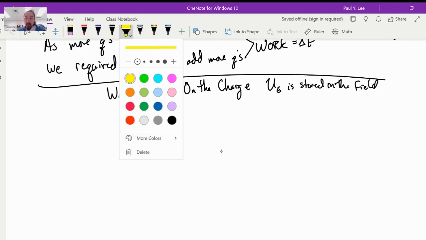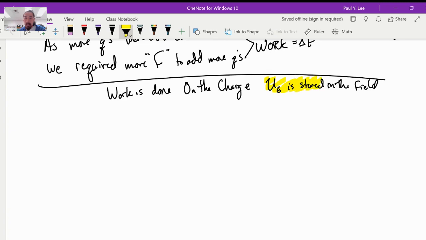This is a concept that was discussed earlier in the electrostatics unit, where energy is stored. Gravitational potential energy is the energy stored in the gravitational field. Electrical potential energy is stored in the electric field. And the importance of that will come up.